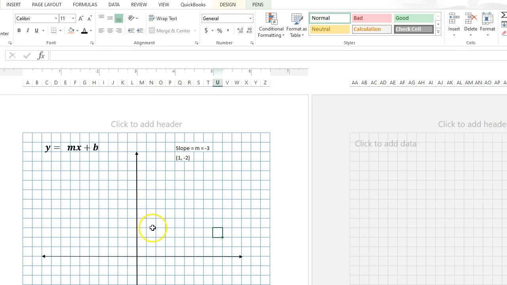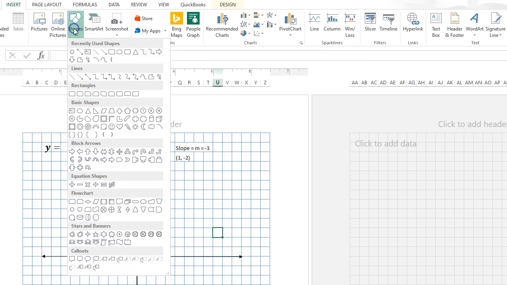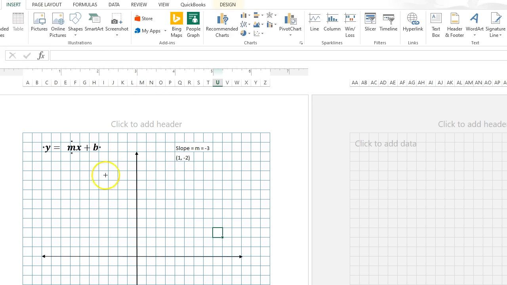Okay, we have one point right here. Let's draw a line. Insert shapes. I want a line. So (1, -2). Go 1, 1, 2. This is your point right here. And your b is 1, which is this point. So when the slope is -3, that means for every x that we go to the left, we go up 3 units for the y.